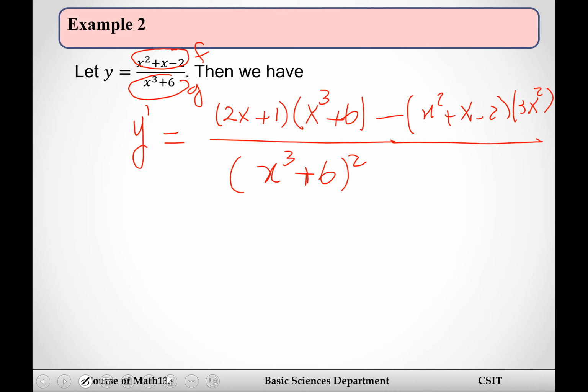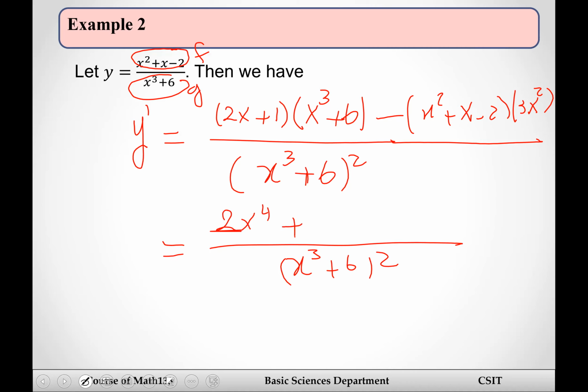Now we expand just the numerator. So we keep the denominator like that, squared, and we expand the numerator, so we will get 2x^4 + 12x + x^3 + 6, and then we expand, but there is minus here in front of the expansion. So minus 3x^4 minus 3x^3 and plus 6x^2.